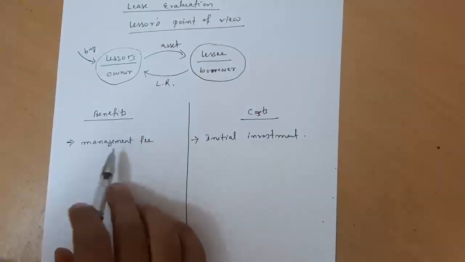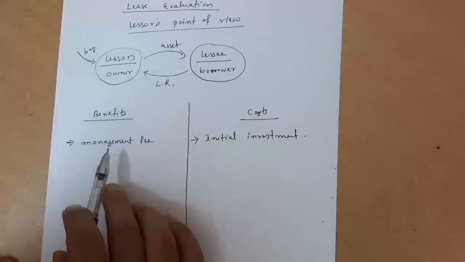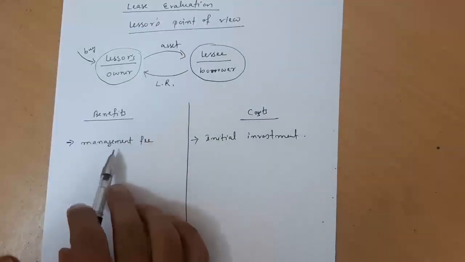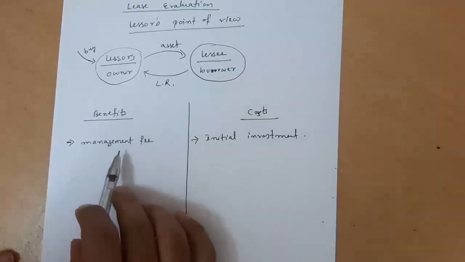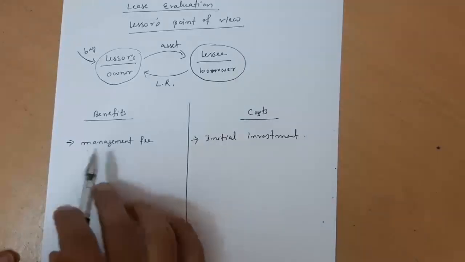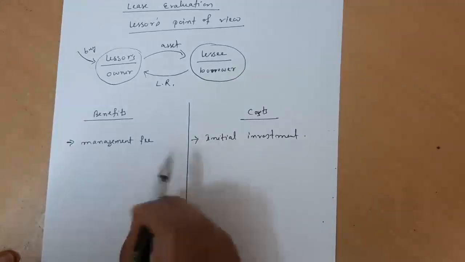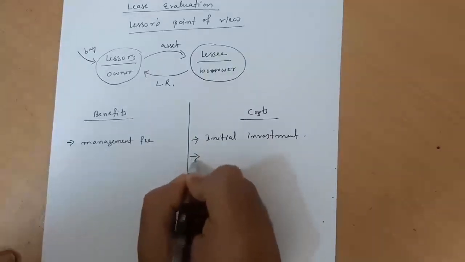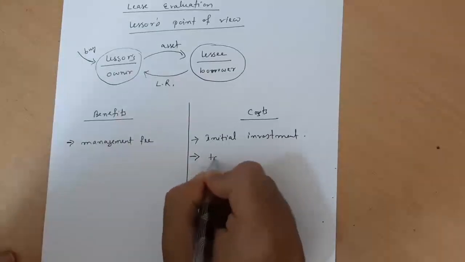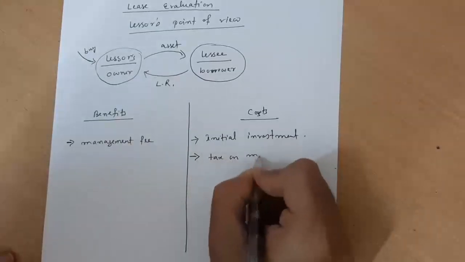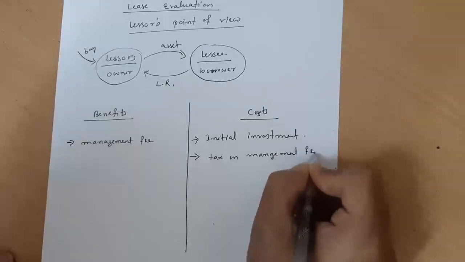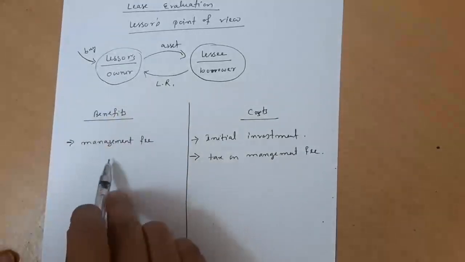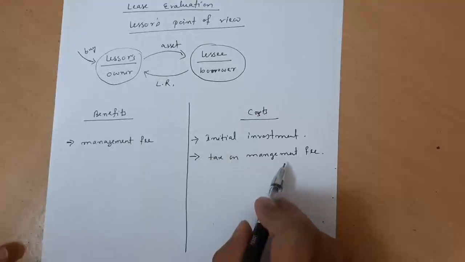Whenever there is an income for the lessor, that is a source of income, that is the management fee. And whenever there is an income, he will also have to pay the tax on that income. So that tax becomes a cost for him. This management fee which he will earn, for that he will be paying some cost also, which is the tax on management fee. Whenever there is an income, there will be the tax on that income.